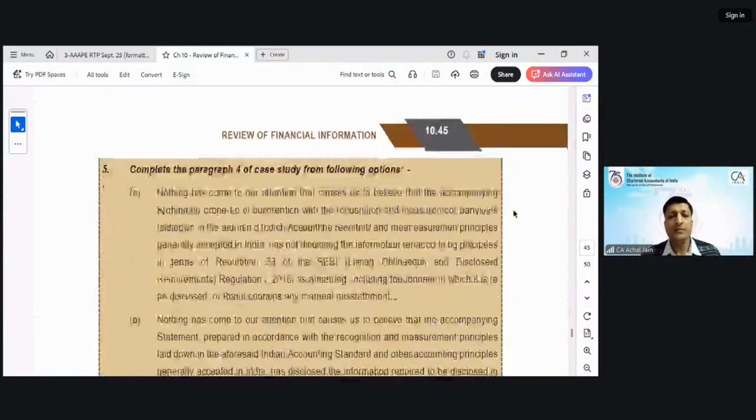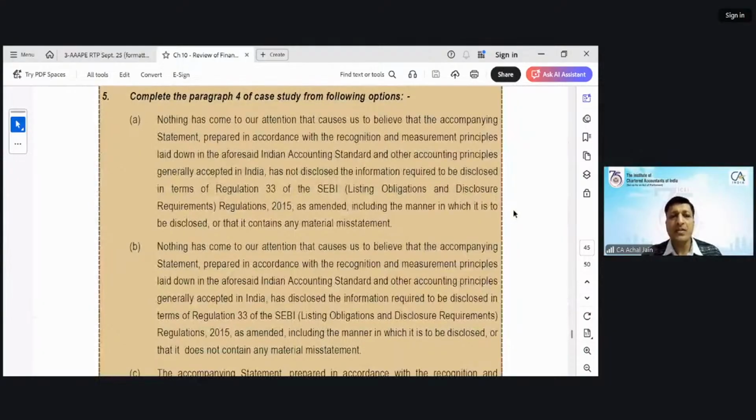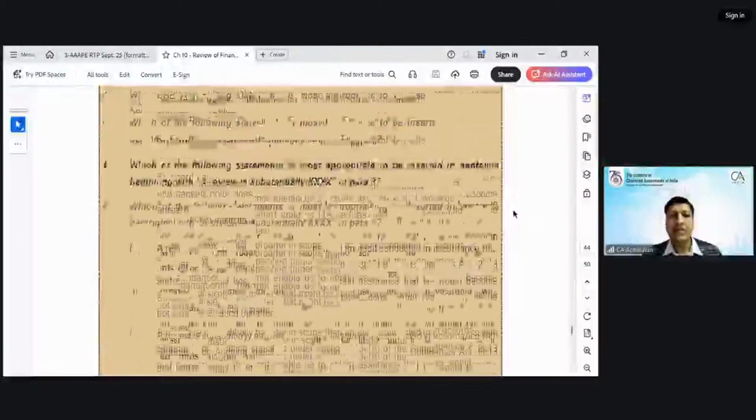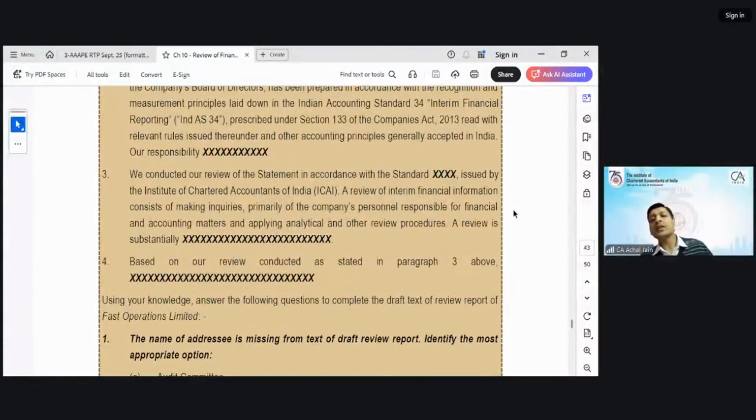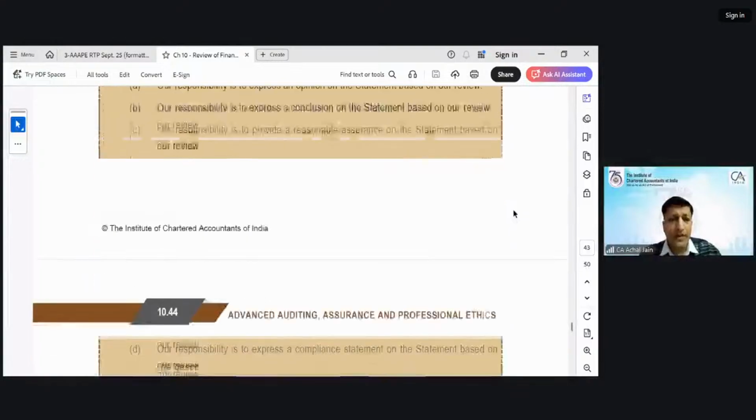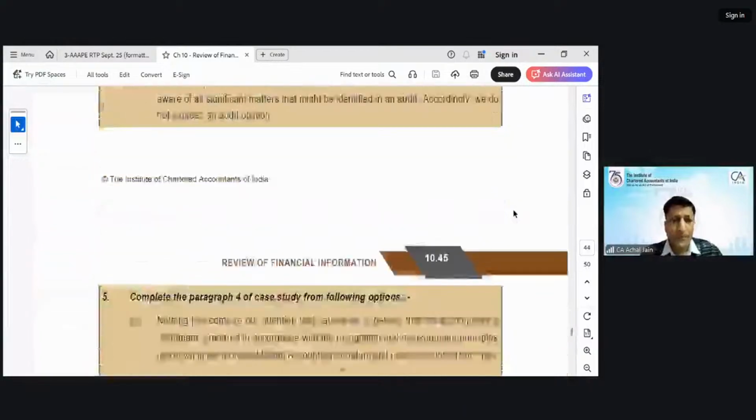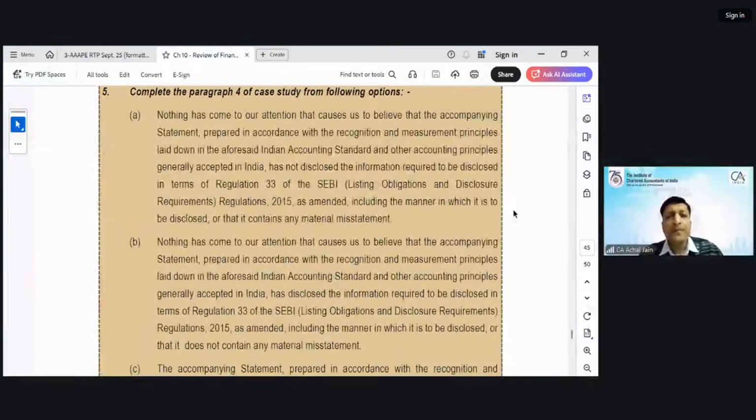Okay, now let's look at the next one. The next one is in respect of para 4. So let's go back to para 4. I think para 4 is about the last para. Based on our review conducted, what do you write? It says choose the options.